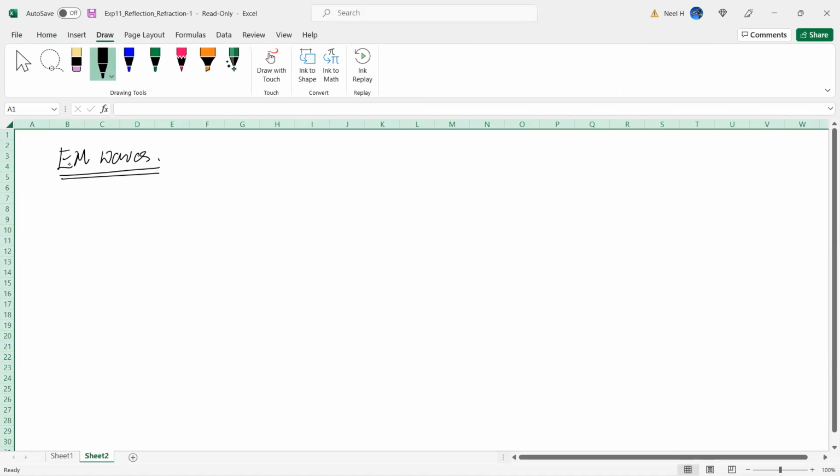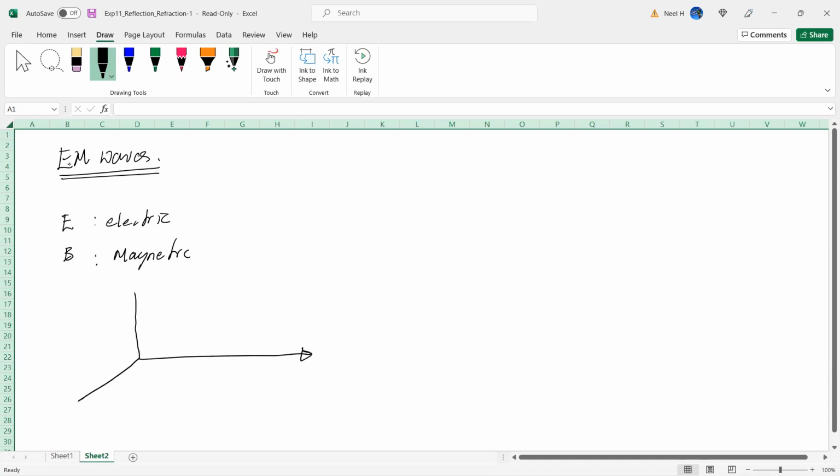So Maxwell discovered that when there is an electric field and a magnetic field oscillating and moving together, that can actually generate what we call electromagnetic waves. So the idea is this, what he discovered.